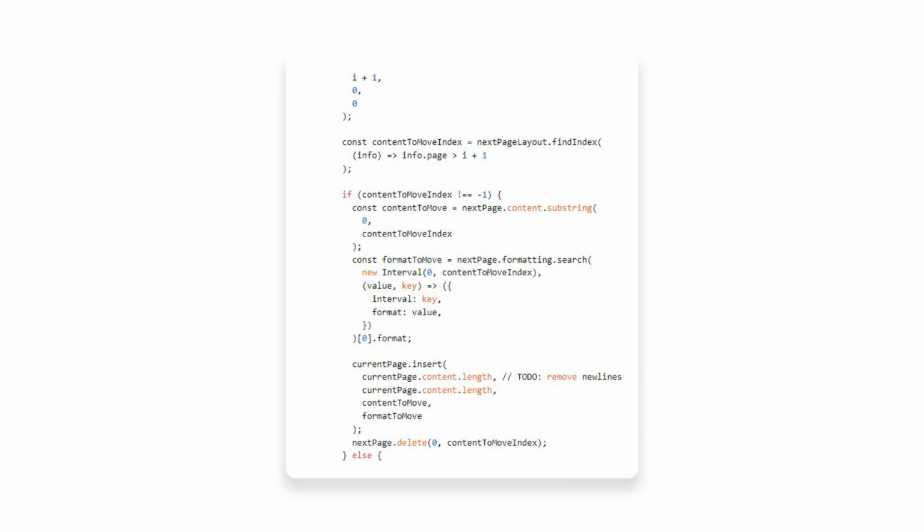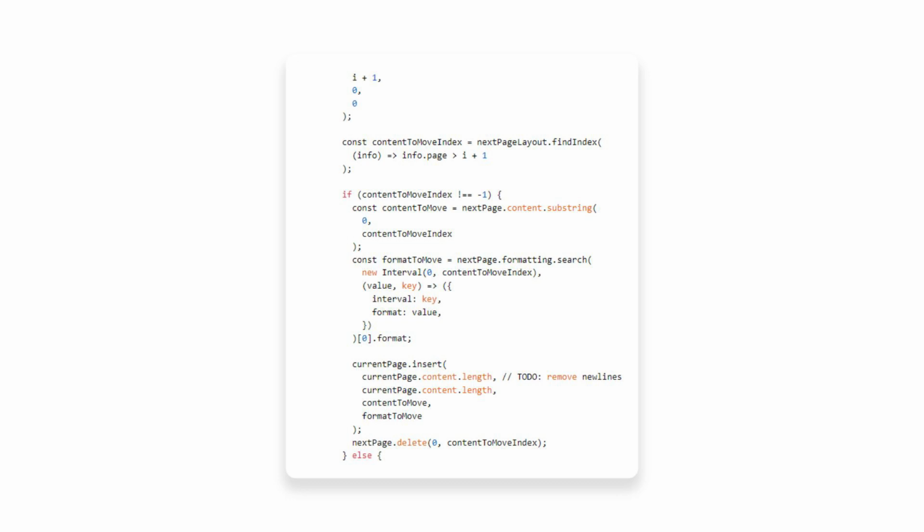1. Content movement check. It searches for the index of content that needs to move from the next page to the current page, looking for any entries indicating content that belongs to pages beyond i+1. 2. Content movement handling. If content that needs to be moved is found, content to move index is not -1, it extracts that content and its formatting. It then inserts the extracted content into the end of the current page while maintaining its formatting and deletes it from the next page.